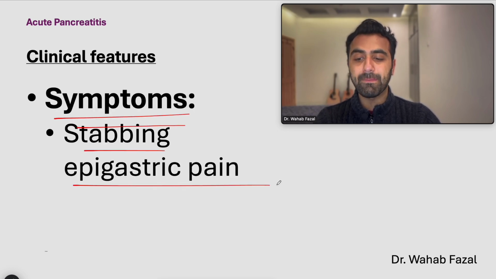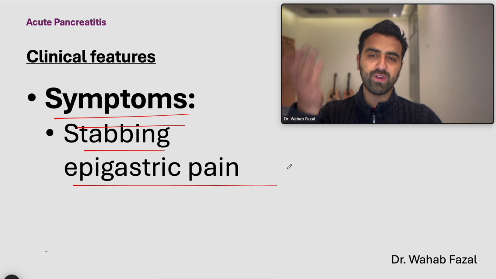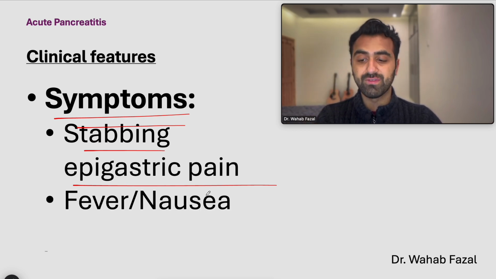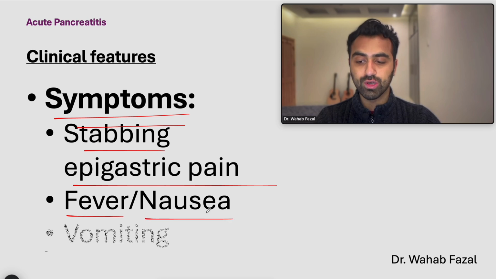Remember, stabbing epigastric pain, very, very important, goes front to back, is relieved when you sit up and lean forward, and worse after meals. You have fever and nausea. And then, of course, you can have vomiting.